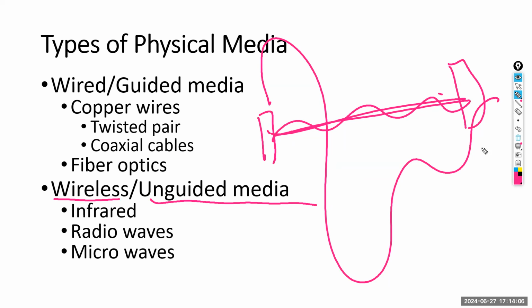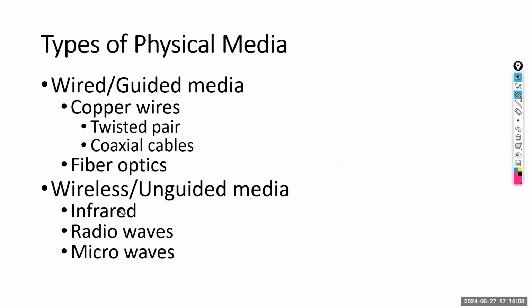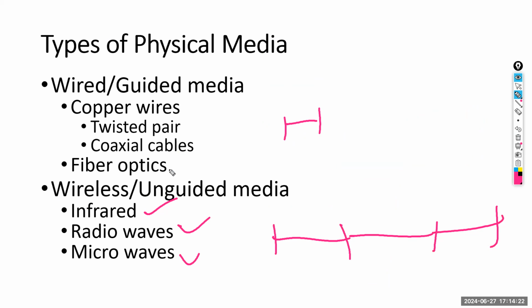The only difference is depending on the frequency. That is why we discuss frequencies, wavelength, and so on, right? So depending on which frequencies we use, we call it infrared, radio waves, or microwaves. Of course, there are some other types of waves, but for telecommunication, we use only infrared, radio, and microwaves. Okay.